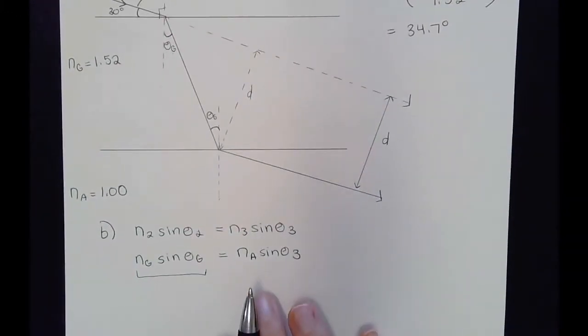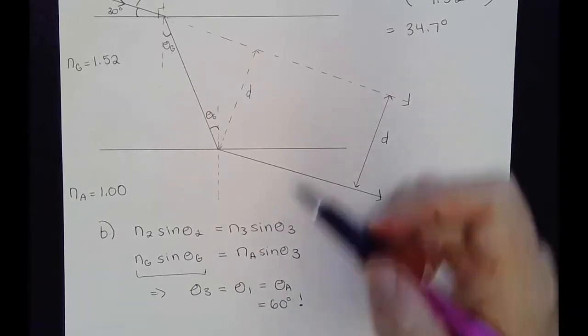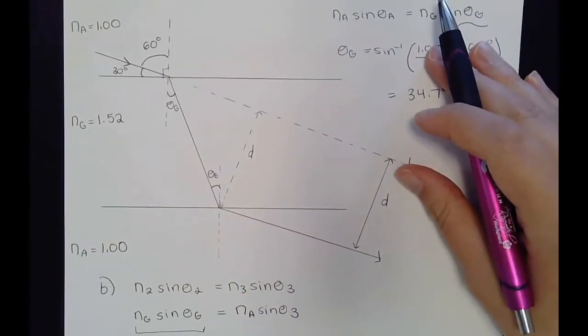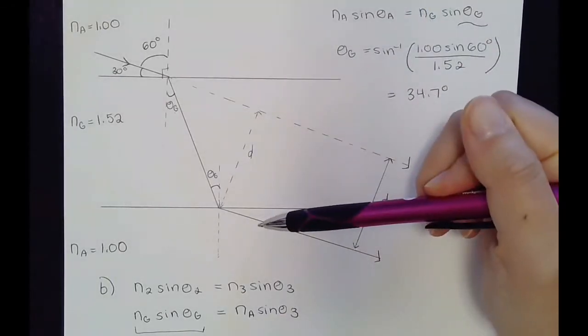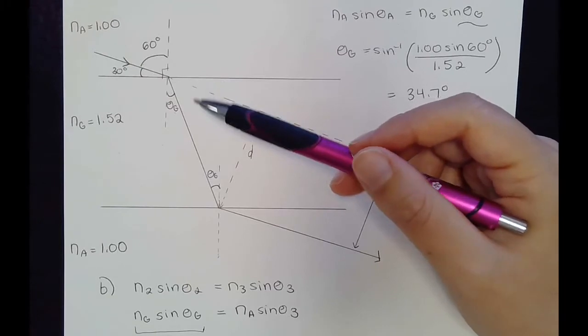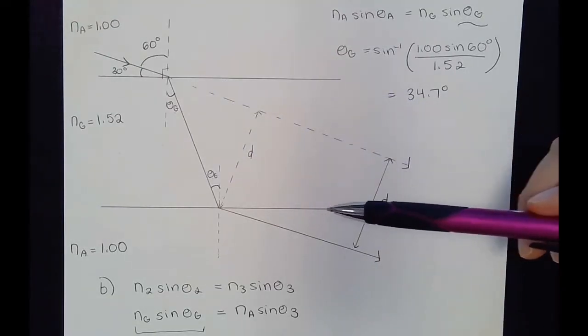So you could plug in the numbers if you want. You're going to find the same thing. So this will give that theta 3 equals theta 1, which was our theta in air, so 60 degrees. Since the surfaces of the glass are parallel, Snell's law shows us that the light will again refract at the same angle that it was initially incident on the glass. This is different for prisms or shapes where the two faces aren't parallel.